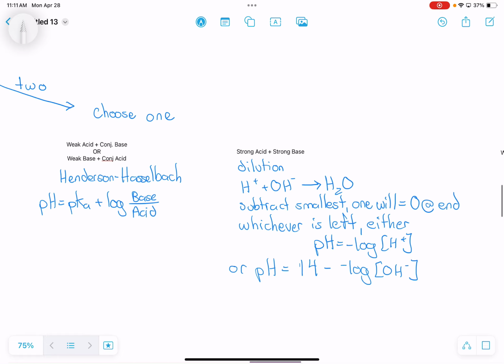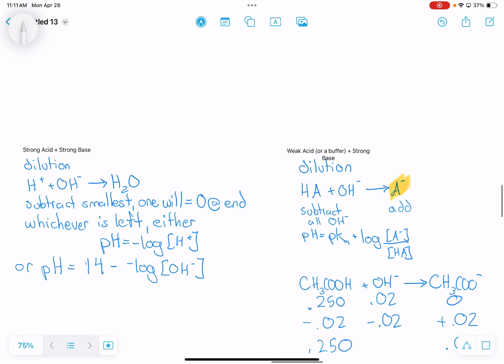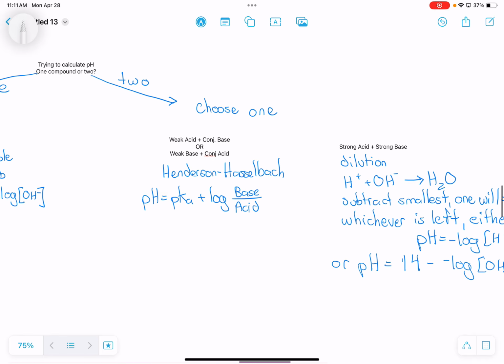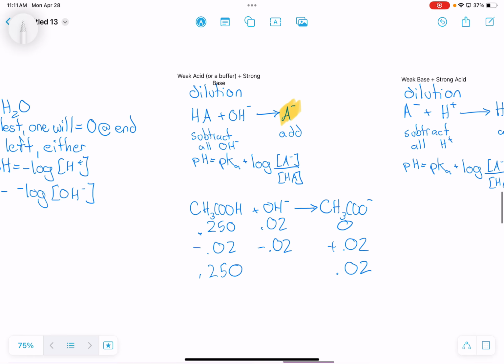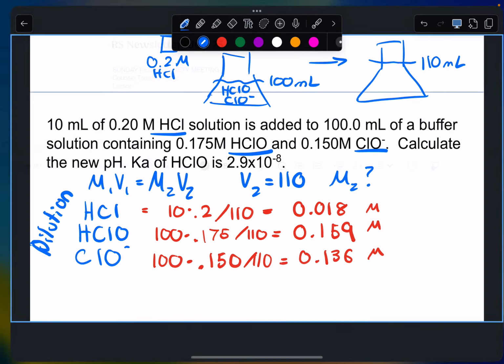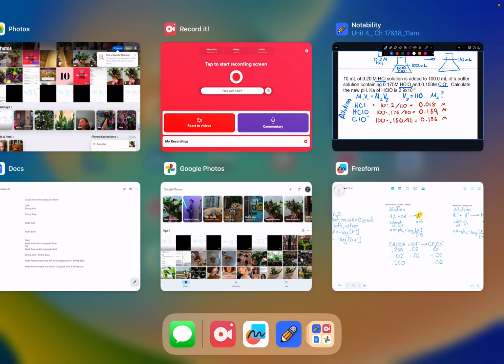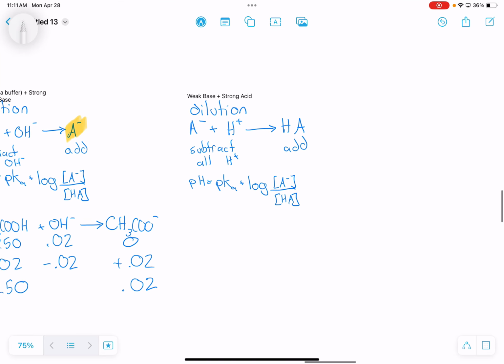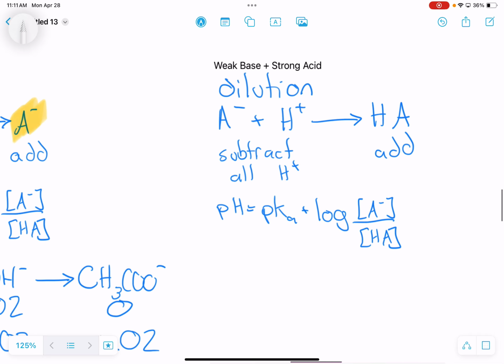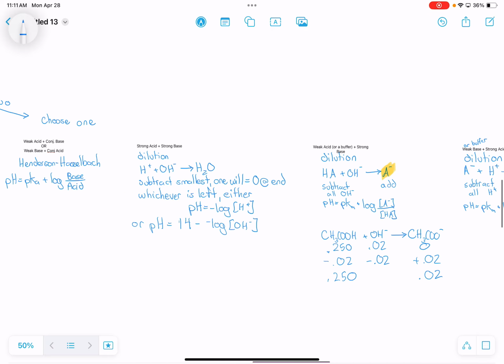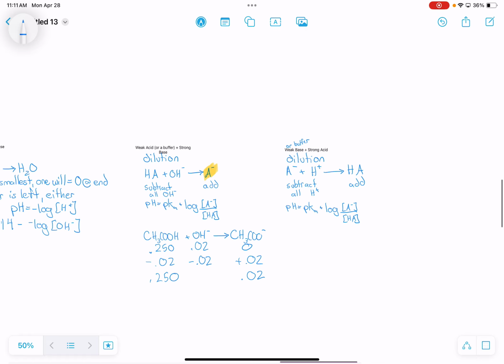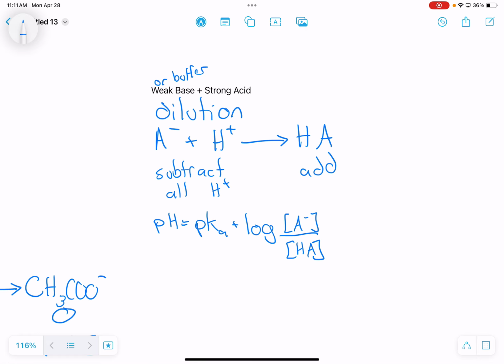Chapter 18, let's see, what did we just do? Strong acid with a buffer, okay? So that would be this one, but I haven't finished it quite yet. So this should be weak base or a buffer solution, okay? So anytime you have two chemicals, you're going to come over and figure out which one it is. In this case, you have a weak base plus a strong acid.